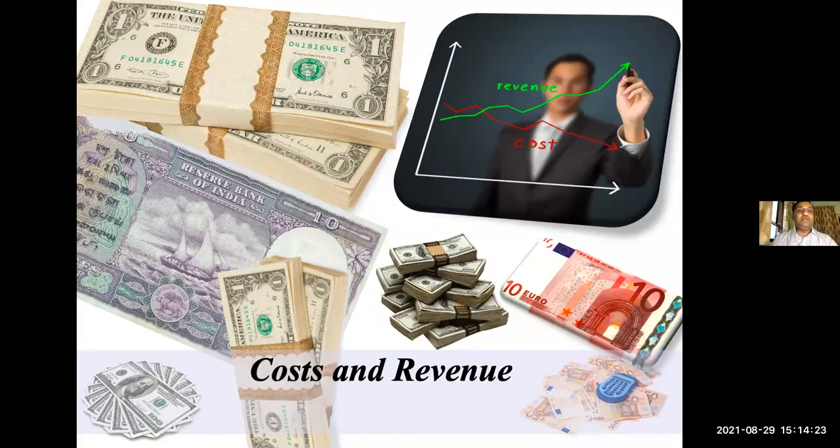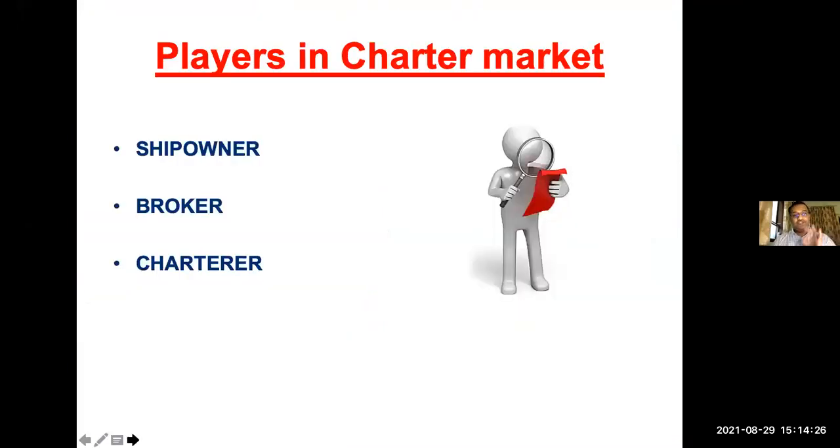Now, in the charter market, there are mainly three players, three actors. Who are the three players? Number one is the ship owner. Who is a ship owner? A ship owner is a person who owns the ship, or who owns the space in the ship. Then you have party two, the charterer. Who is he? A charterer is a person who goes and hires the ship from the ship owner.